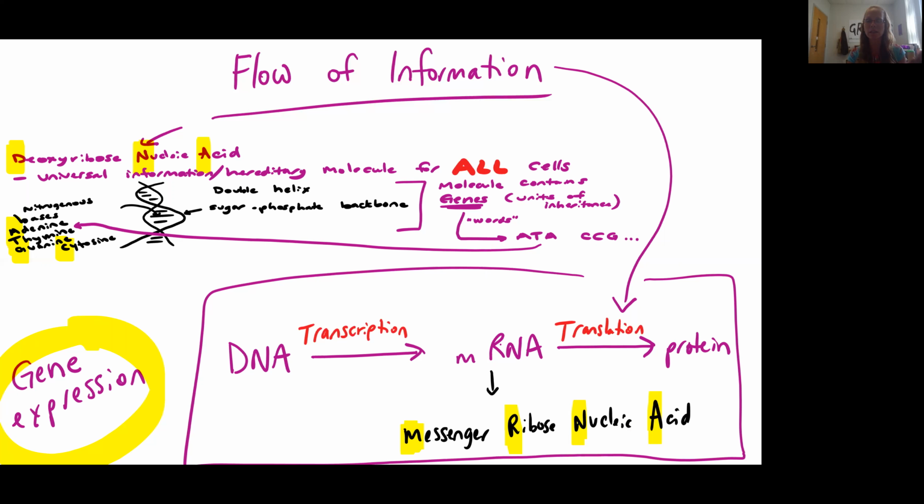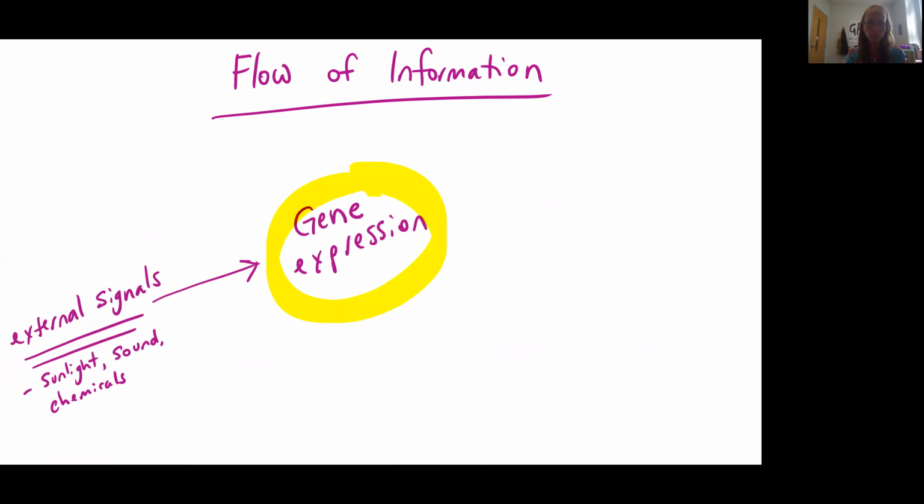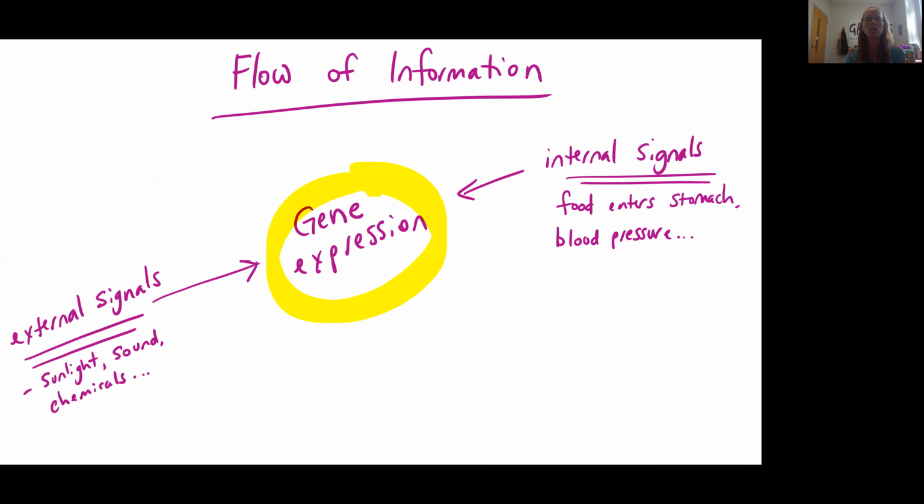And then in the case of heredity, from one cell to another cell, or one generation to another generation. The gene expression, the making of those proteins, is going to be influenced by external signals. So you might get some external signaling from sunlight or sound or chemicals to trigger gene expression. And you might also see internal signals triggering gene expression.